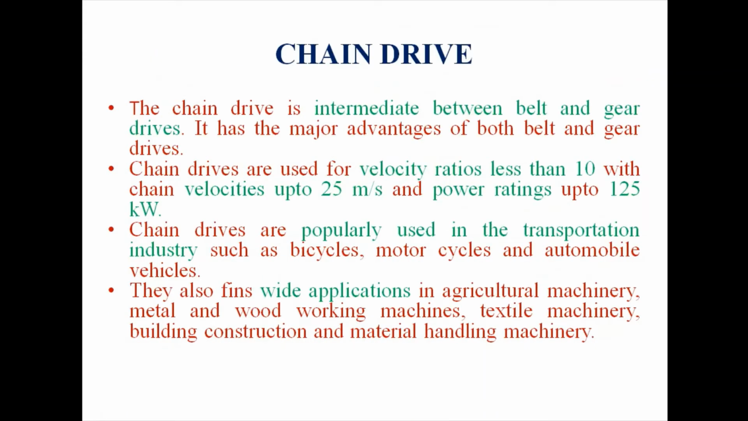So next one, chain drive. Chain drive is also a flexible drive. So chain drive is the intermediate between belt drive and gear drive. So it gives more major advantages than the belt and gear drive. So the velocity ratio of the chain drive is up to 10, and then velocity is up to 25 meter per second.